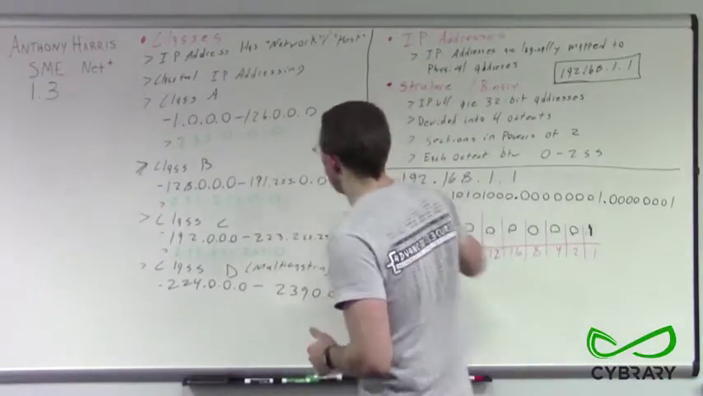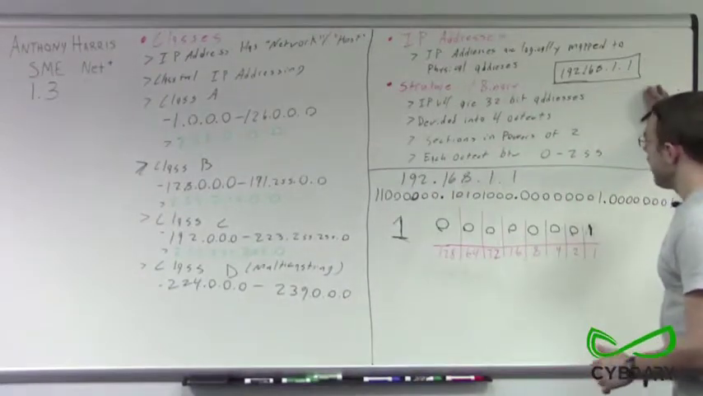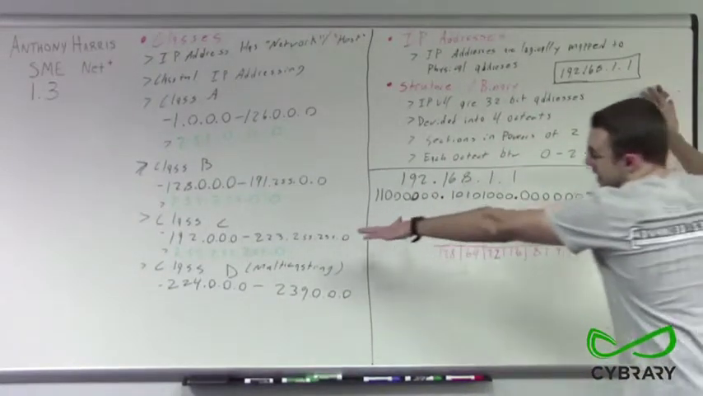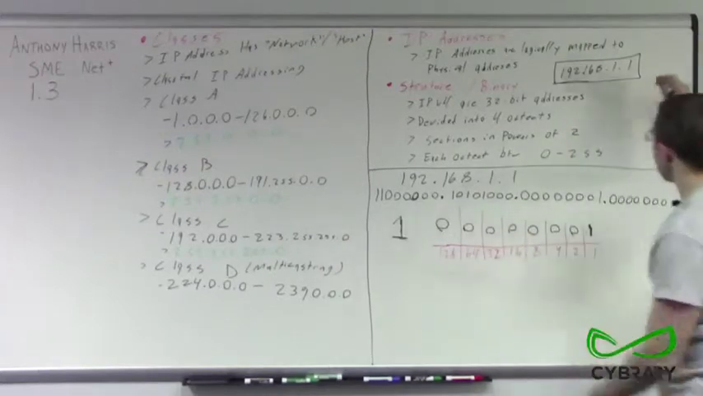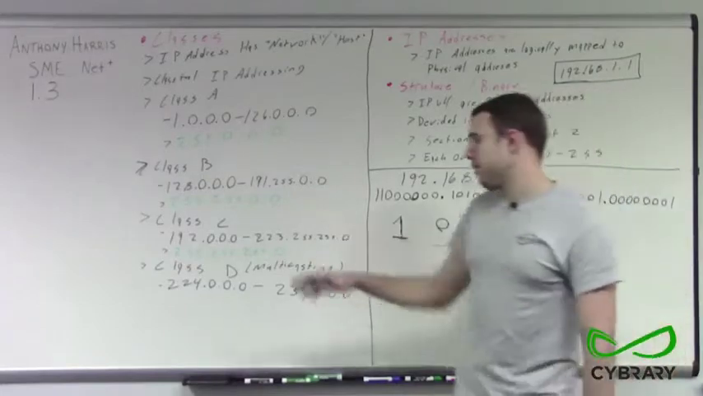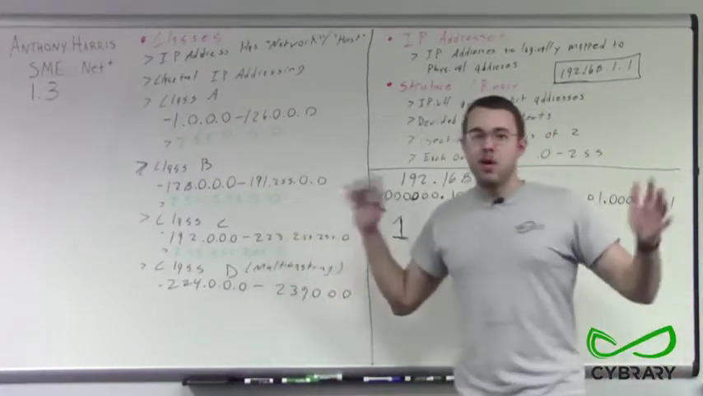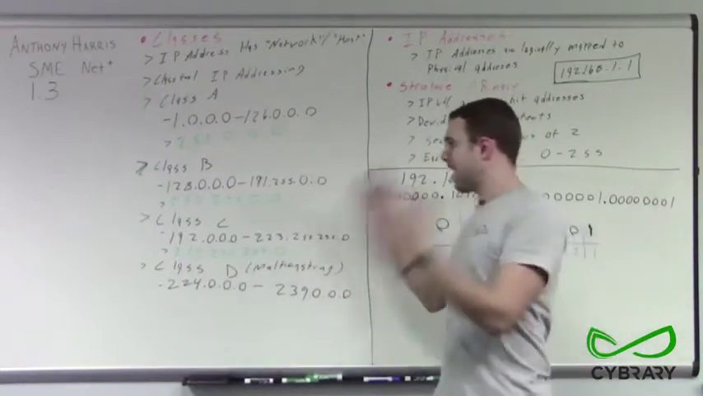For example, our 192.168.1.1 is going to be a Class C address, and Class C addresses, which we'll talk about in a little bit, have a subnet mask of 255.255.255.0. What is this subnet mask? What does that mean? Well, I'm getting a little bit ahead, but we're just going to go ahead first and then explain it later.